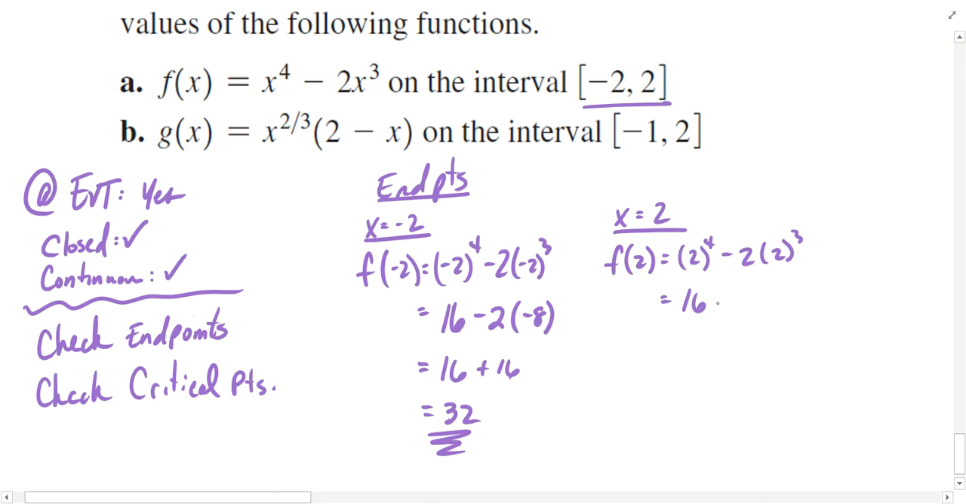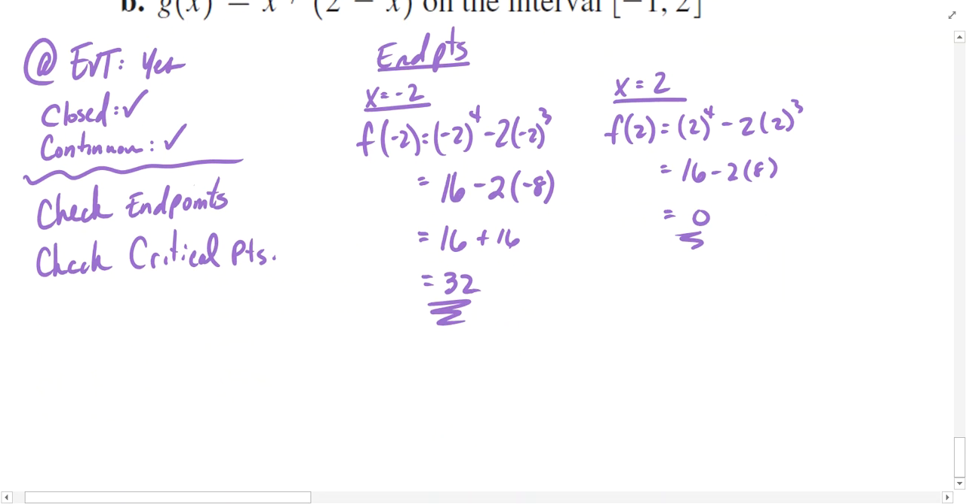And again, we get 16 minus 2 times 8. That ends up being 0. So at the ends of the graph within this interval, we've got a coordinate negative 2 comma 32, and we have a value of 2 comma 0.